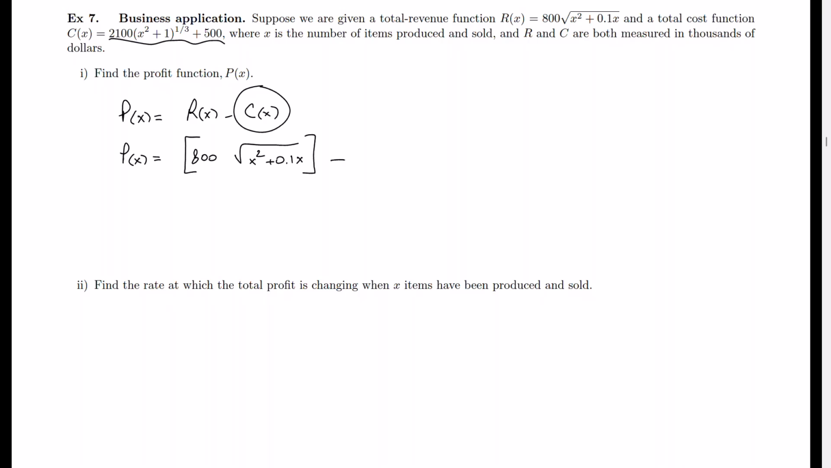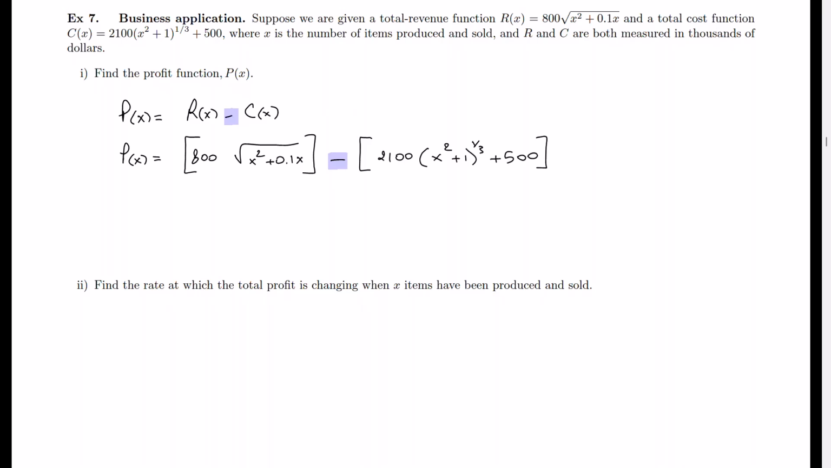And then I'm supposed to subtract. This is something you have to know. Nobody's going to tell you this on an exam or a quiz. You have to subtract the cost function. And the cost function has multiple parts. So again, make sure you use some brackets or parentheses. But in any case, this is x squared plus 1 to the power of 1/3, all multiplied by the 2100, and then plus 500 at the end.